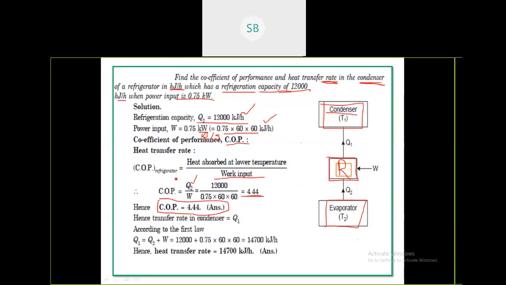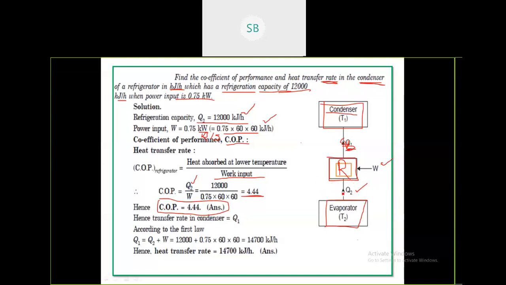Now what do we have to find out? Find the heat transfer rate in the condenser. Whatever heat we transfer to the condenser, we have to find out that heat. For that, we know Q2 and we know W, so from this we can directly find out Q1.